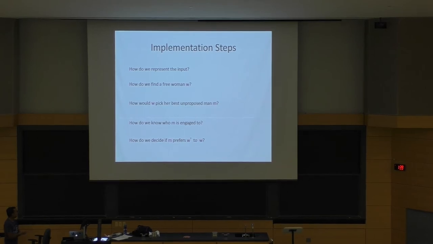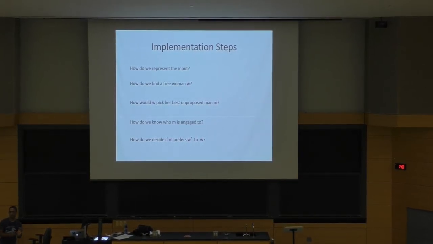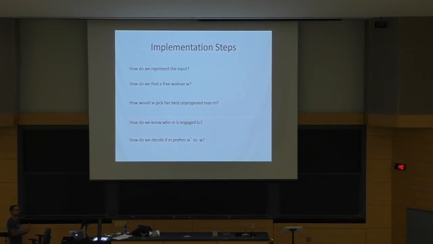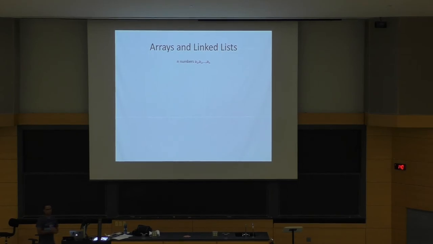It turns out that for many of these questions, you really have to pick your data structures, because without that, you can't really answer these questions. The data structures that we need for implementing the Gale-Shapley algorithm are really simple. You just need arrays and linked lists. You might need a 2D array or a linked list of arrays, but it's just a simple combination of those. So let's quickly review the basic properties that we're going to use.